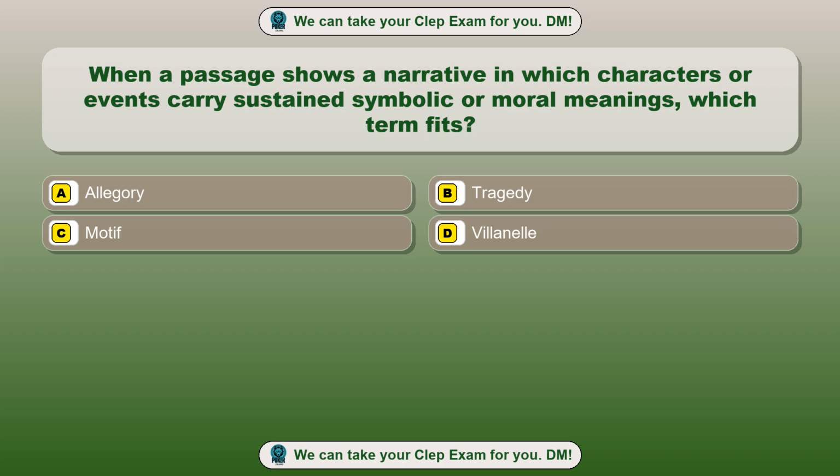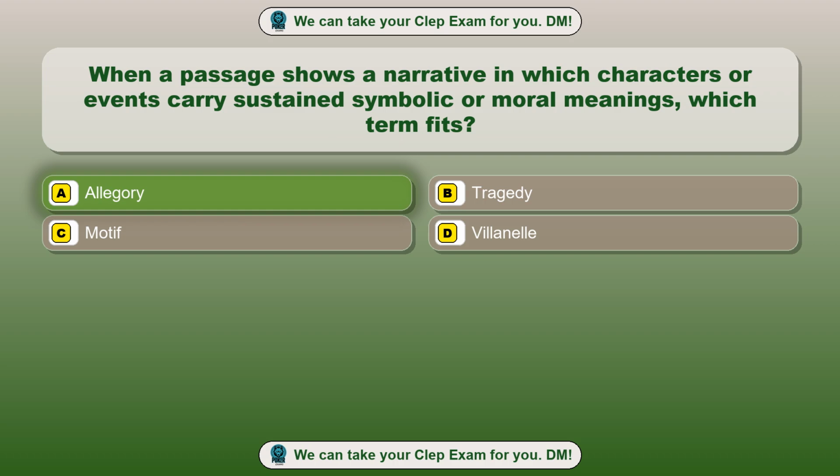Question 20. When a passage shows a narrative in which characters or events carry sustained symbolic or moral meanings, which term fits? Option A. Allegory. Option B. Tragedy. Option C. Motif. Option D. Villanelle. The correct answer is option A.